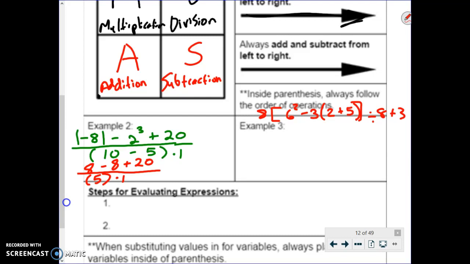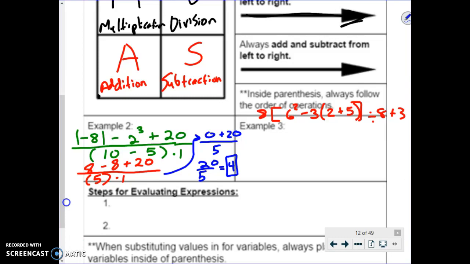So at this point, I'm going to rewrite my problem again. I'm going to have 8 minus 8, and I'm going to draw a little arrow here so we know the path I followed. 8 minus 8 is 0, plus 20 in my numerator, and then 5 times 1 in my denominator, which is simply 5. And anything plus 0, the addition property of 0, or the additive identity, is going to be 20 over 5. And now I can simply divide and I get 4. And that's the solution to this expression.